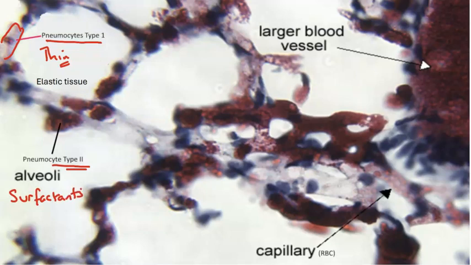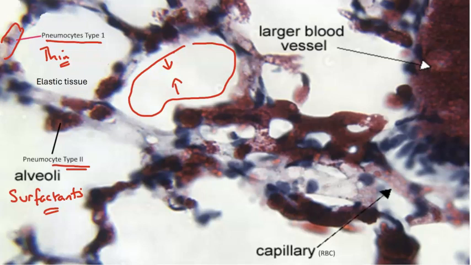Now, surfactants, the function of which is to prevent the lung tissue from collapsing, and because of the moisture which is in this area here, there is the potential for hydrogen bonding across the surfaces and to make it difficult for the lung tissue to be inflated. And so it's kept apart by this so-called surfactant, which is in there.